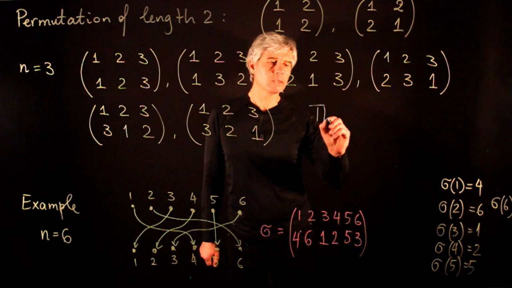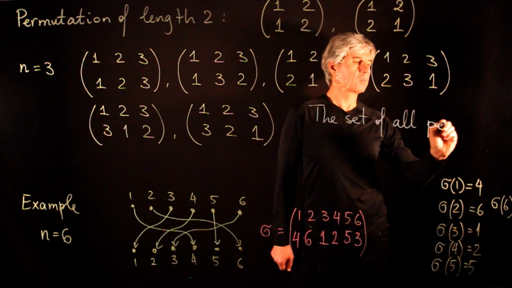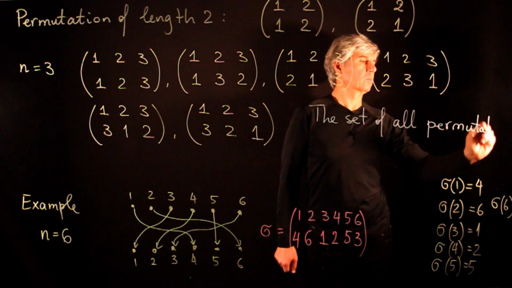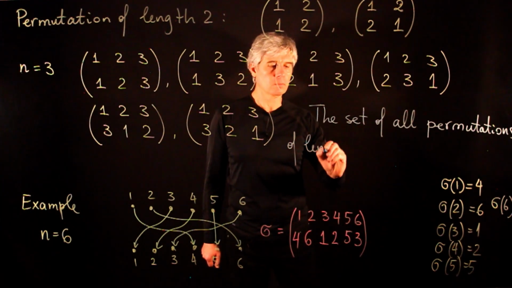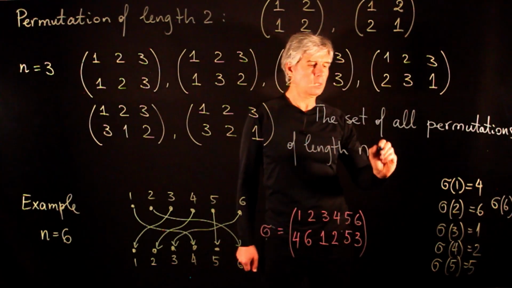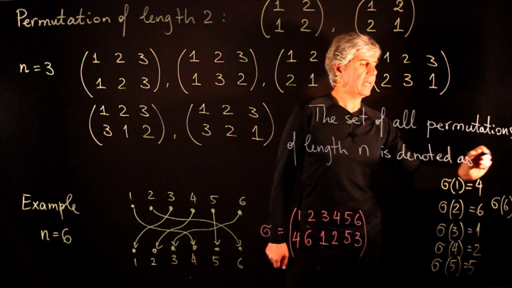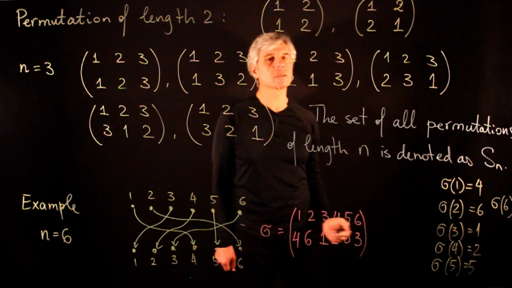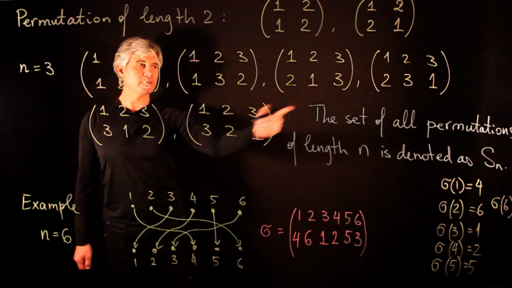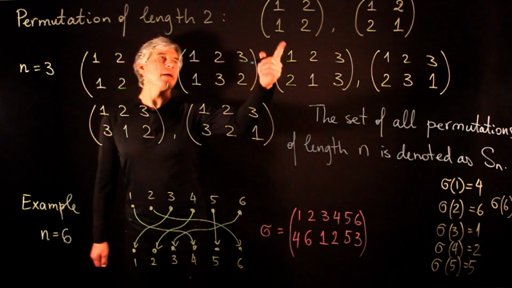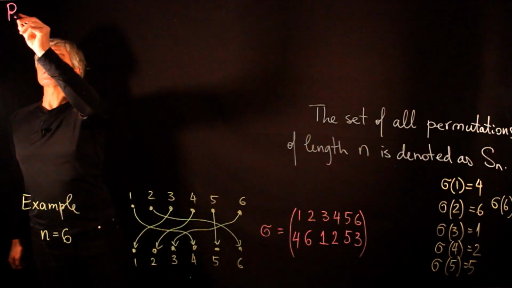And the set of all permutations of length n is denoted as Sn. So Sn stands for the set of all permutations of length n. So here we have a list of elements in S3, and here we have a list of elements in S2. Let us state the following proposition.